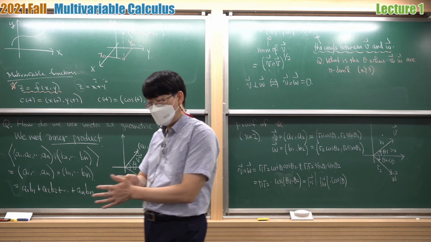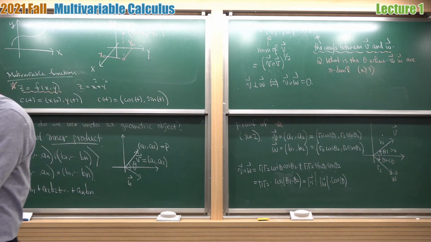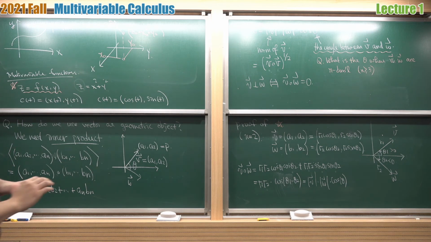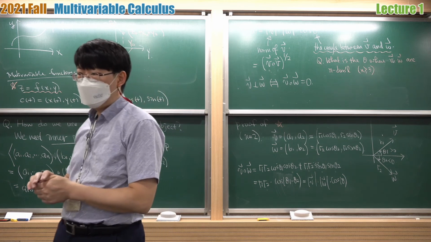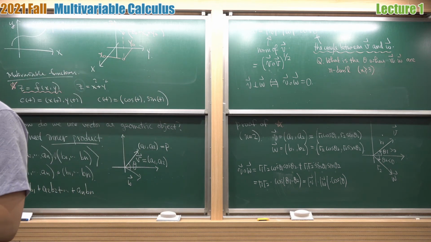If you want to think about the proof for higher dimensional vectors, you have to think about what that theta means. You have to be able to answer that question.